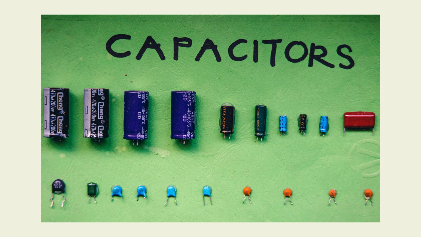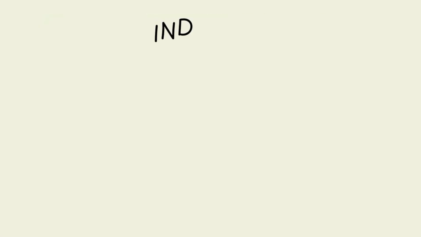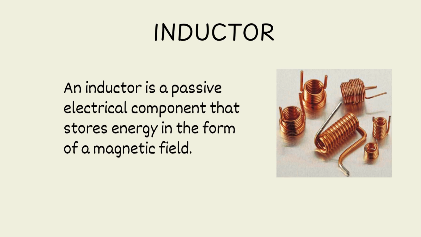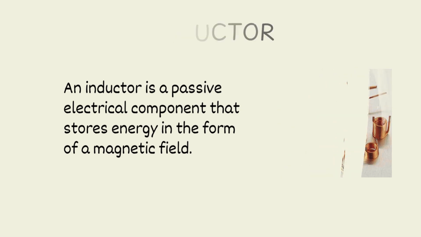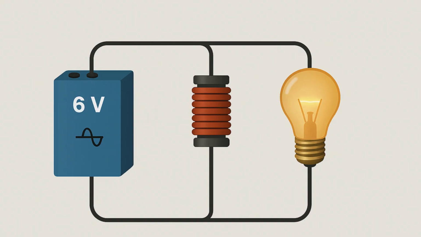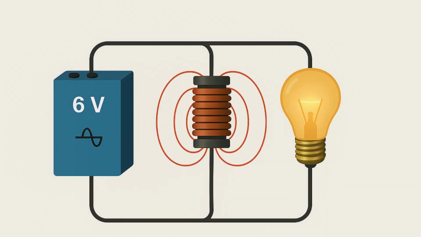And finally, inductors. An inductor is a passive electronic component that stores energy in the form of a magnetic field. It is typically a coil of wire. Whenever current flows through the coil, a magnetic field is generated around it. If the current changes, the magnetic field also changes, and the changing magnetic field induces an EMF. This EMF is in such a direction so that it opposes the change in current.